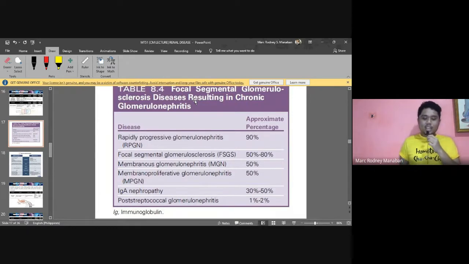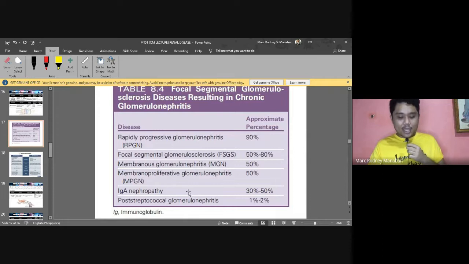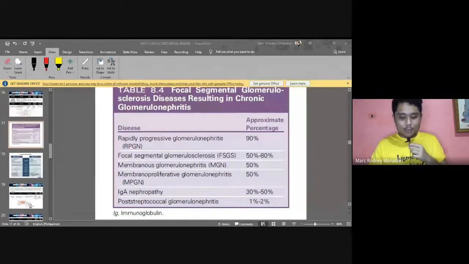Followed by, of course, FSGS, focal segmental glomerulosclerosis. You also have membranous glomerulonephritis, MGN, and membranoproliferative, 50%. IgA nephropathy, 30 to 50. And as you can see, post-streptococcal is rather rare. It's not really common to progress to chronic GN. So that's good, it has a good prognosis.